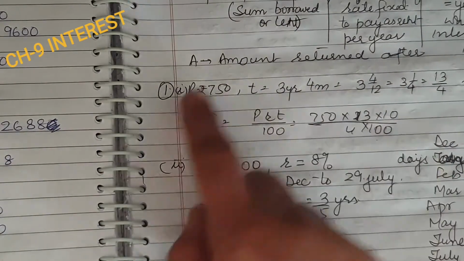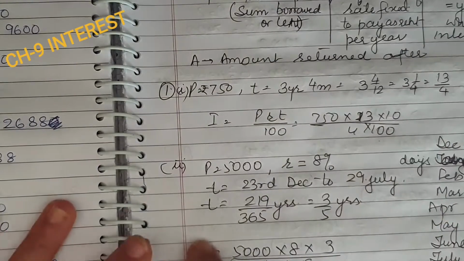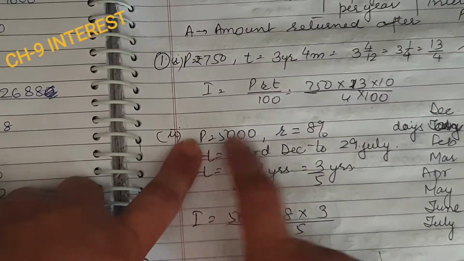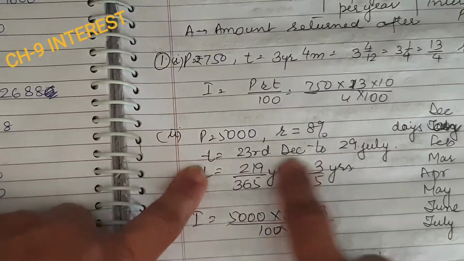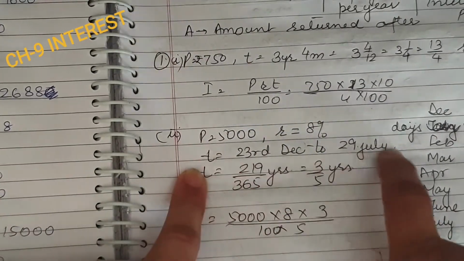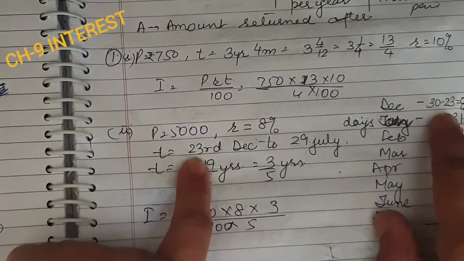So we will be solving by substituting the principal, rate and time. Now in the second question, second part, principal is given, rate is given. Time is given as 23rd December to 29th July. It means you are given it in the form of dates, so we will calculate it in the form of days. How many days?